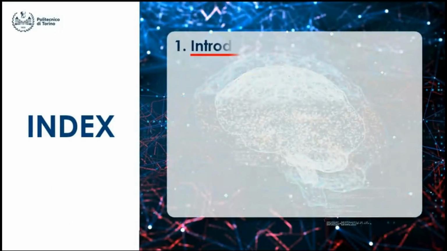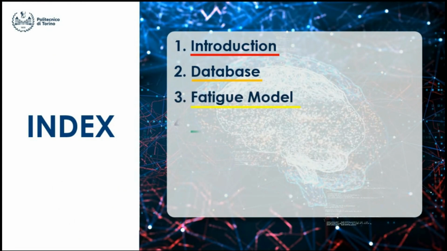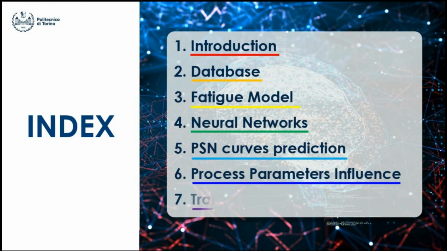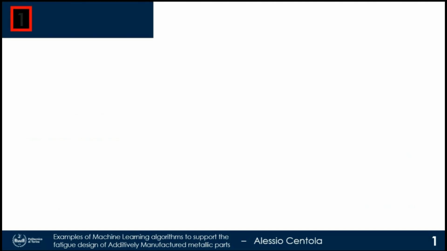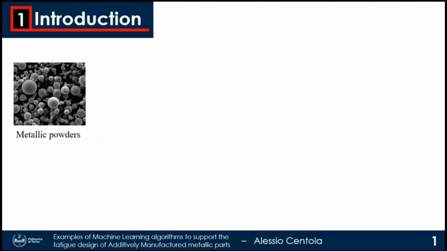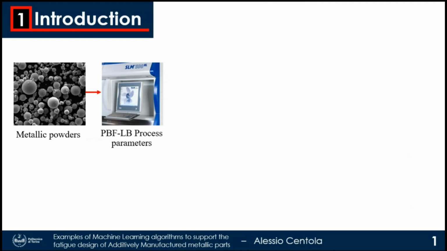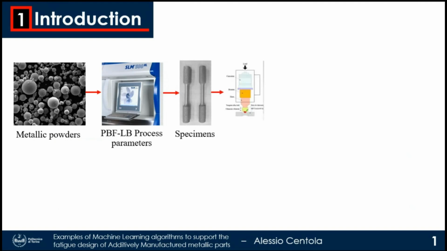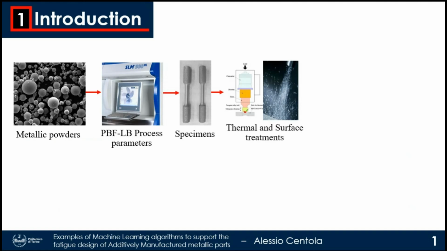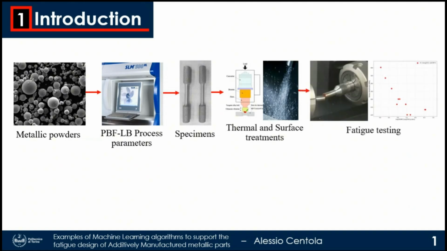Here we can see a brief overview of what we are going to see inside the presentation, and we can start with the introduction to the problem. So, as we all know, fatigue testing starts with the selection of the alloy, the metallic powders, and then the inputting of the process parameters inside the machine. We can then produce the specimens, and then we can perform thermal or surface treatments to perform finally fatigue testing.